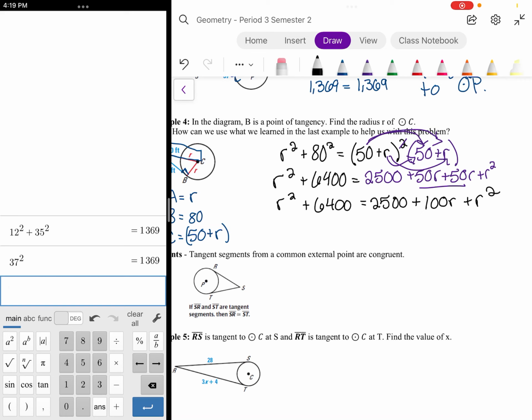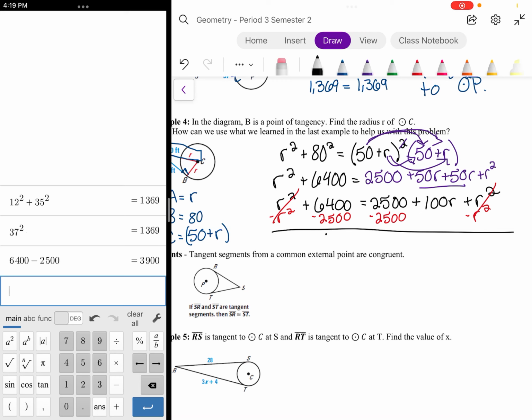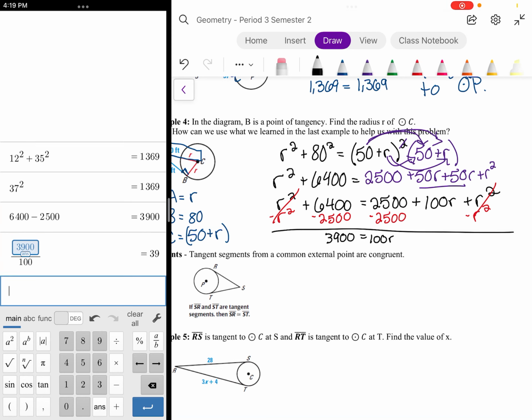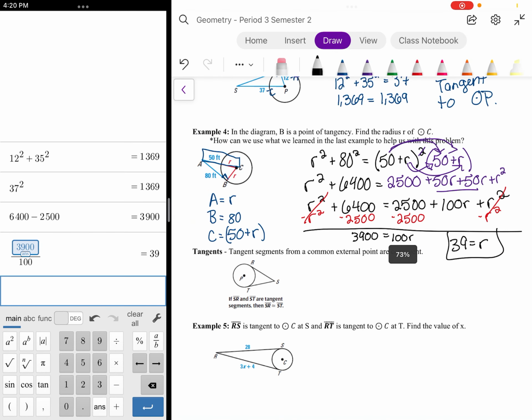Looking at this equation, you might notice that you have an R squared on both sides of the equal sign. So we can just subtract that, and we no longer have an R squared. And our goal is to get R by itself, so we're going to also subtract the 2,500. And when we do that, we are going to end up with 3,900 equals 100R. And if we take our answer and divide by 100, we get R is equal to 39, which is our final answer.